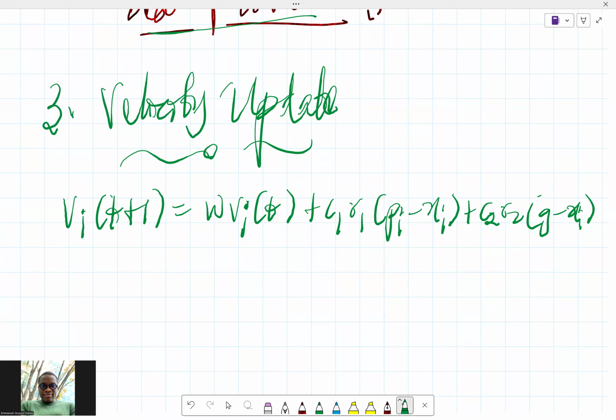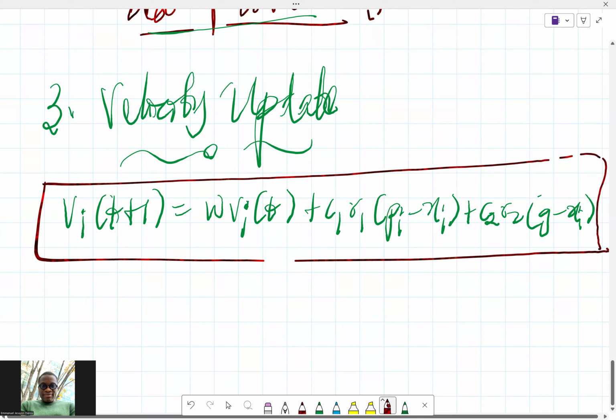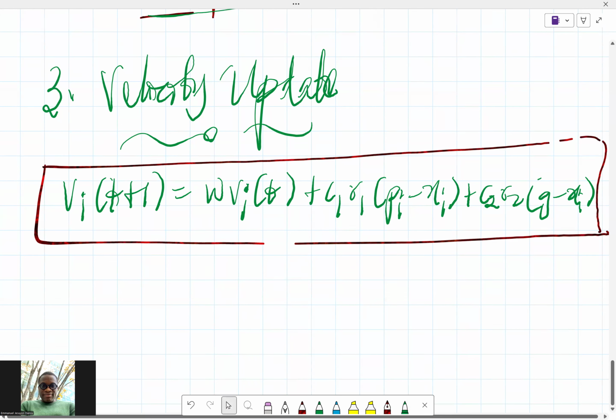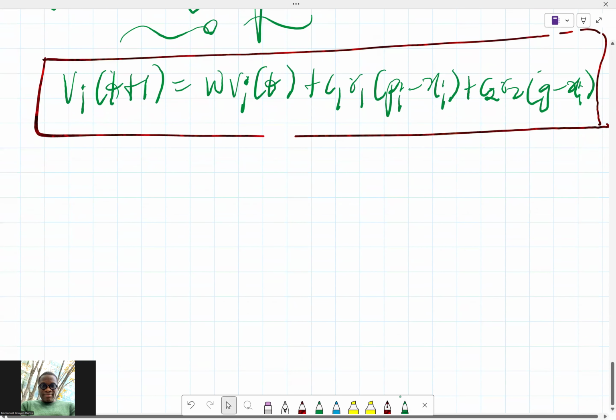So this part talks about the personal best position, and this part has something to do with the global best position, while this part has something to do with the velocity at the initial time, so to speak. So this is really important. This is the equation with which we update the velocity of each particle. So again, we need to talk about the conditions.